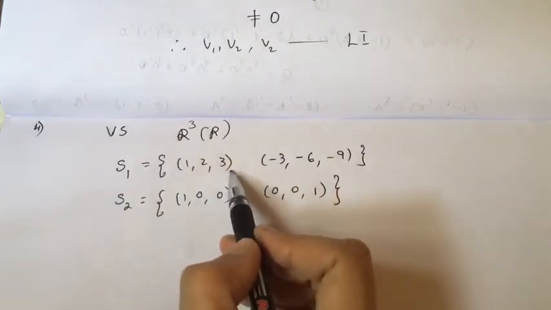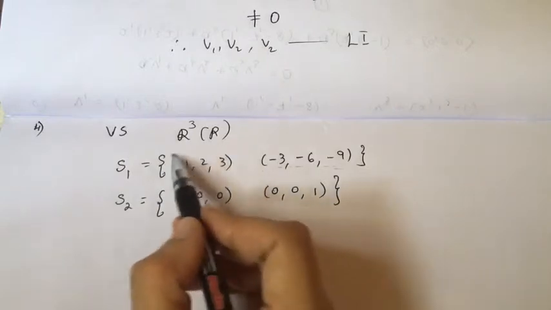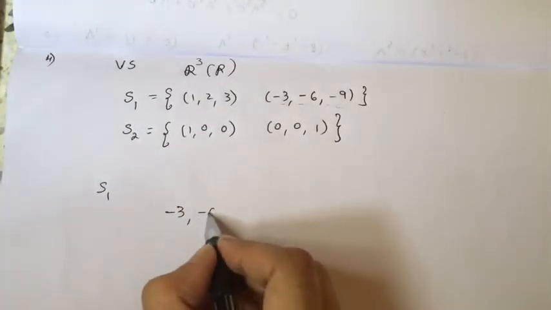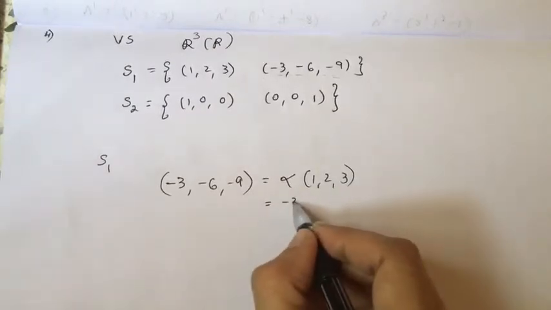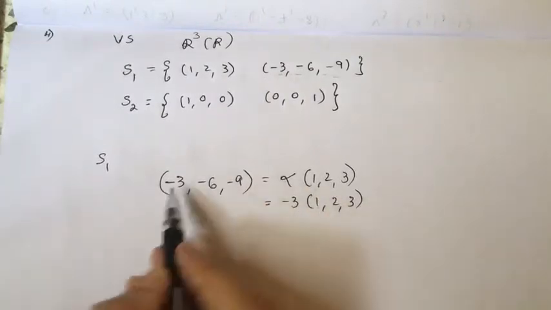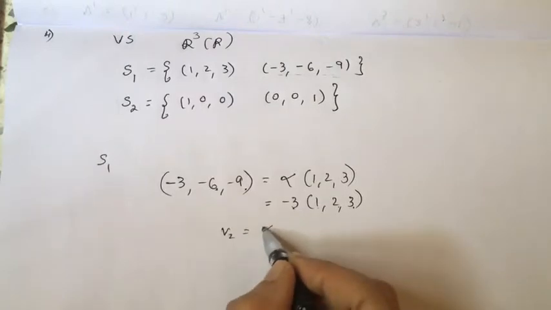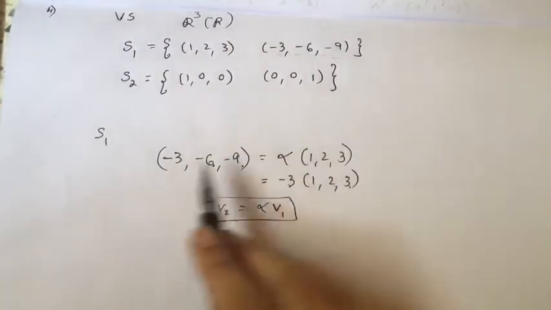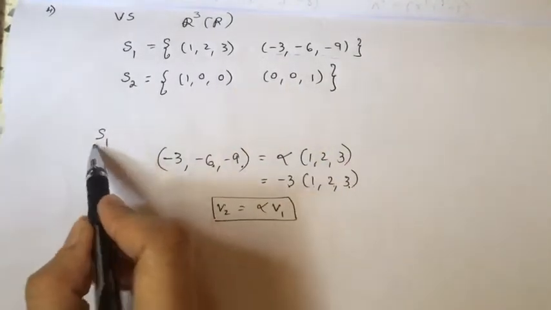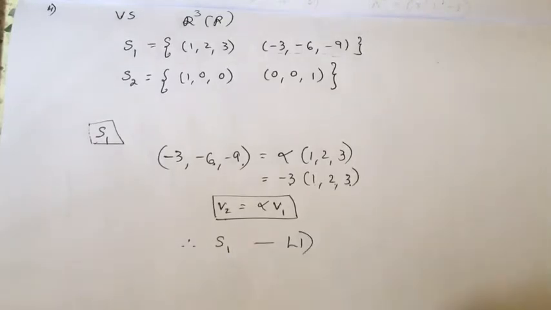If I multiply this with some value, I'm going to get this, or this can be written as some number times this. In the case of the set S1, minus 3, minus 6, minus 9 can be written as some number times 1, 2, 3. In fact, that number is minus 3: minus 3 into 1 is minus 3, minus 3 into 2 is minus 6, minus 3 into 3 is minus 9. So the vector V2 can be written as alpha times V1. One vector can be written in terms of the other, so these vectors are linearly dependent, and the set S1 is a linearly dependent set.